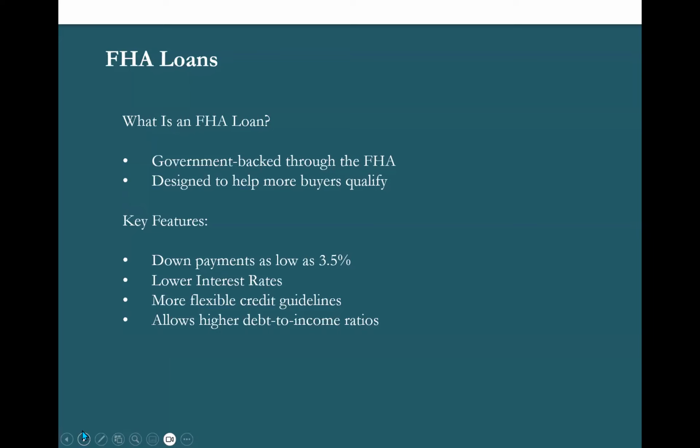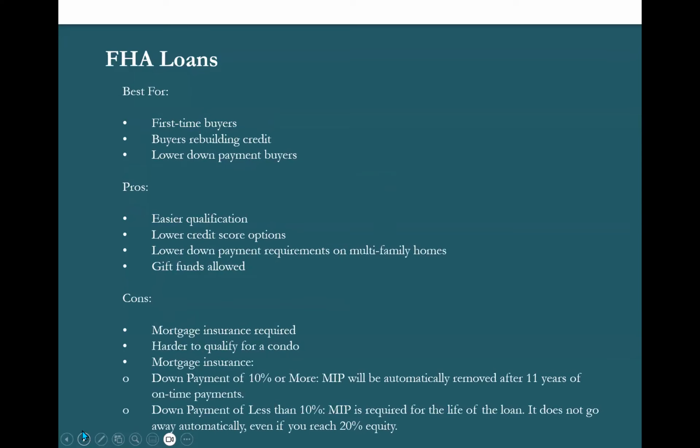FHA allows around a 56% debt to income ratio, so it allows you a higher purchase price capability. This type of loan is best for first-time home buyers most of the time, buyers that are rebuilding their credit, and buyers who don't have as much assets, so lower down payment buyers. Some pros of FHA loans are easier qualifications.